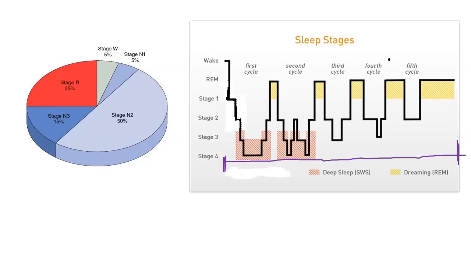And here, this picture has a stage 4. We no longer count a stage 4. Stages 3 and 4 are just counted as stage N3. They used to differentiate, but we don't anymore. So just consider all of this down here as stage N3. And then after they do that, they go into a short cycle of REM.